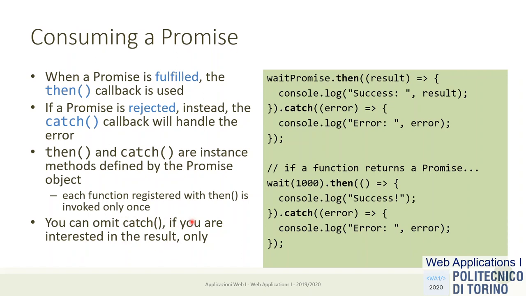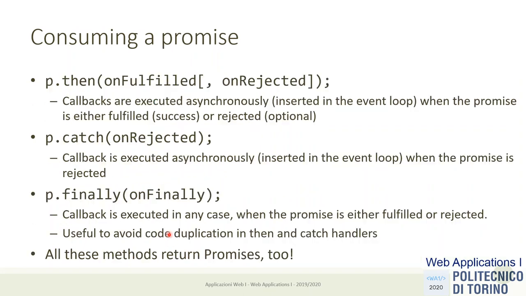If you omit the catch, it means that in the case of error, nothing will happen. You will not be notified by your callback function. There is also a third method, which is finally. And again, the finally method will call back a third function that will be executed in any case. So whenever the promise is completed, it will call then and finally.